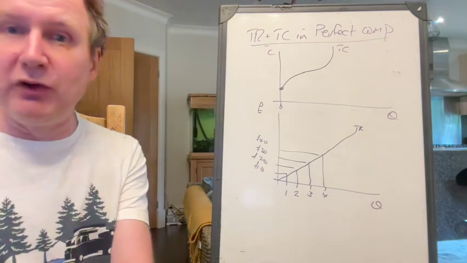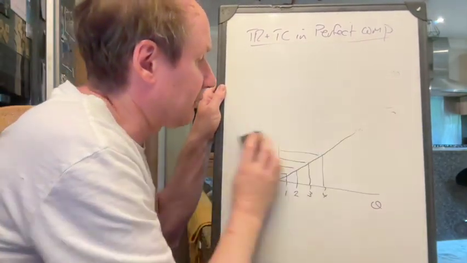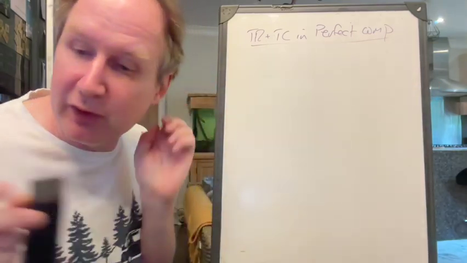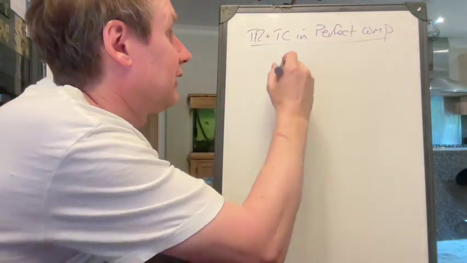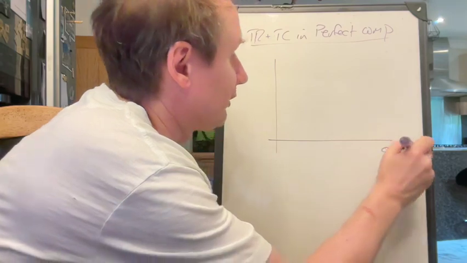So let's combine those on one diagram then. And so what does that mean for our firm in perfect competition? So it's only perfect competition that has this total revenue line that looks like this.